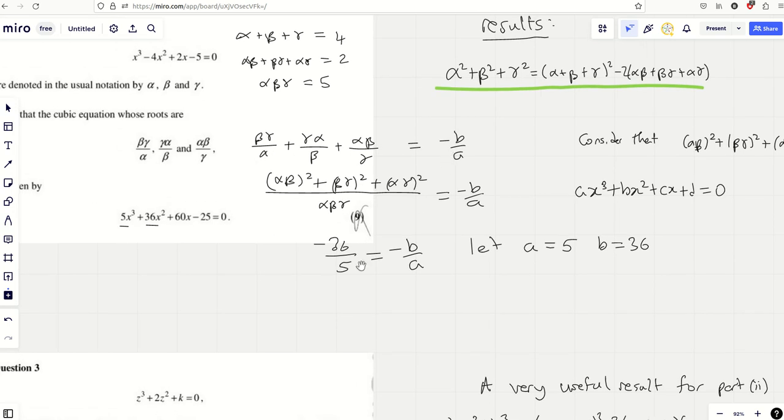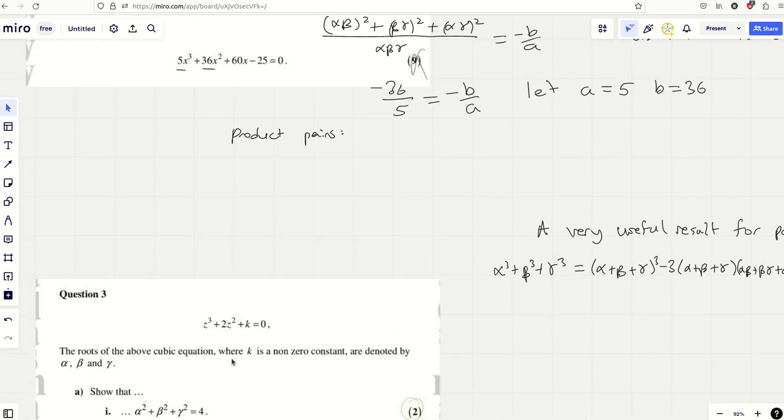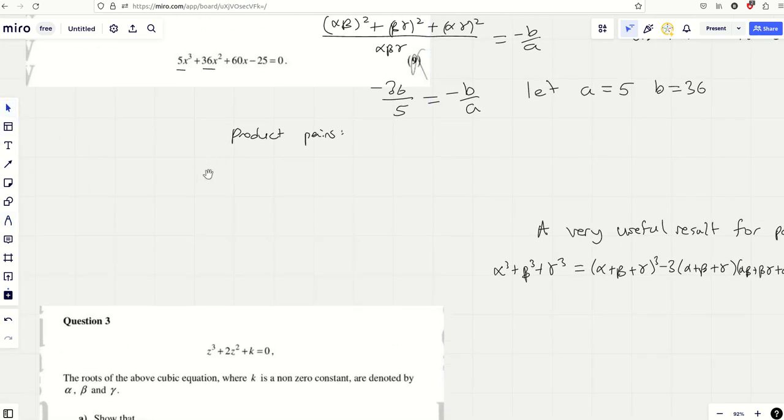We've done the sum of the roots. Now we need to do the product pairs, but the product pairs are really easy. Because if you look at the product pairs, what are we going to get? And let's just move the next question I'm going to do down and out of the way. The next question does have a mistake in it.